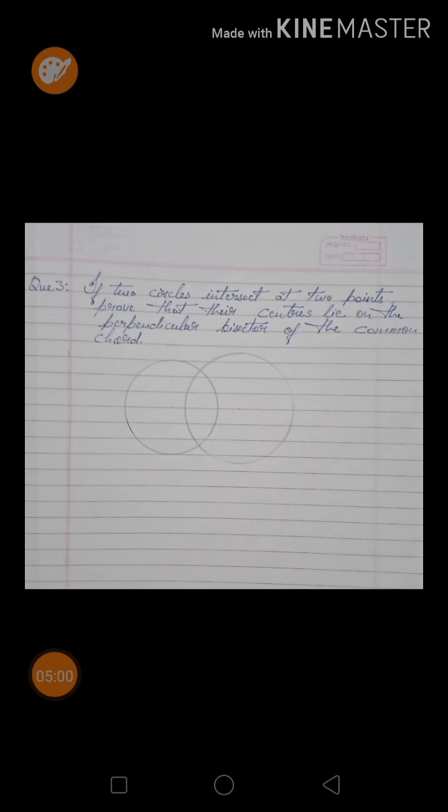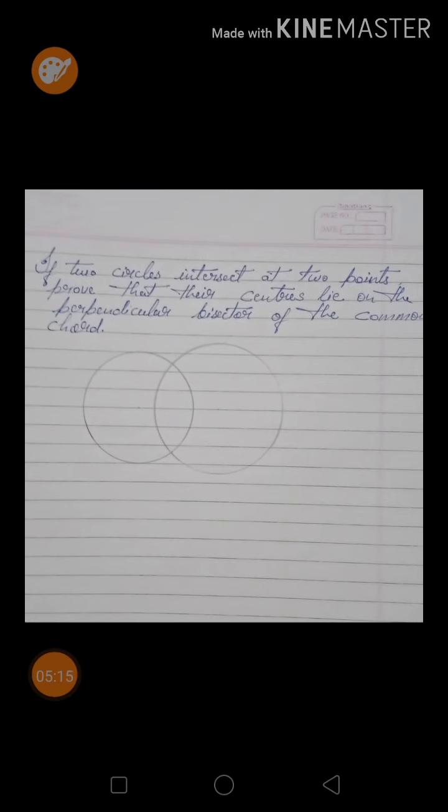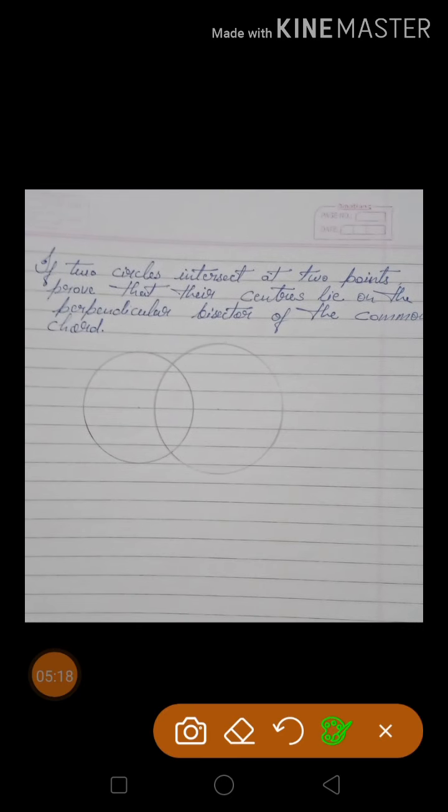If two circles intersect at 2 points, prove that their centers lie on the perpendicular bisector of the common chord. Means these are two circles intersecting at 2 points. This is the point, and we are naming them A and B. Then their centers are here. This is the center O and this is the center O dash.